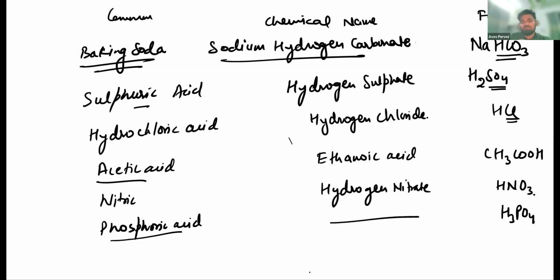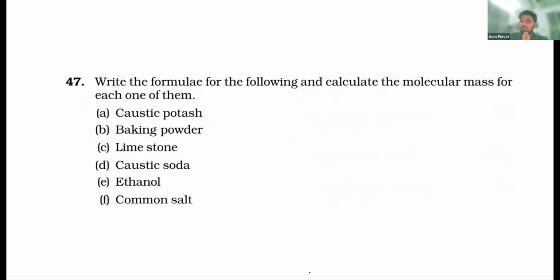So here are the important questions from the NCERT example. Write the formula of the following compounds and calculate their molecular mass for each of them. First of all, let me help you: caustic potash is KOH. Caustic soda is NaOH. Note it down. If it is caustic soda, then it is NaOH, and if it is caustic potash, then it is KOH.